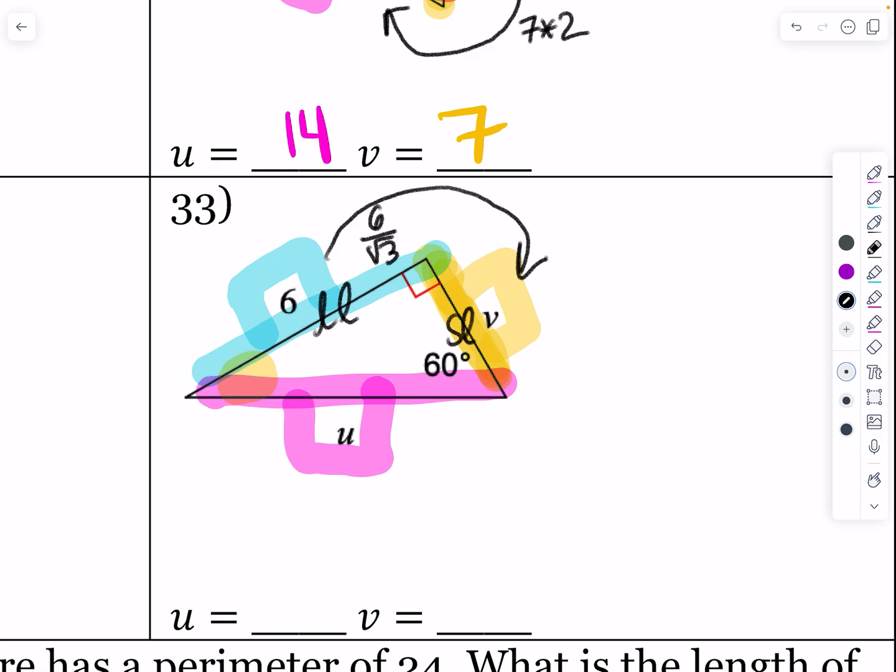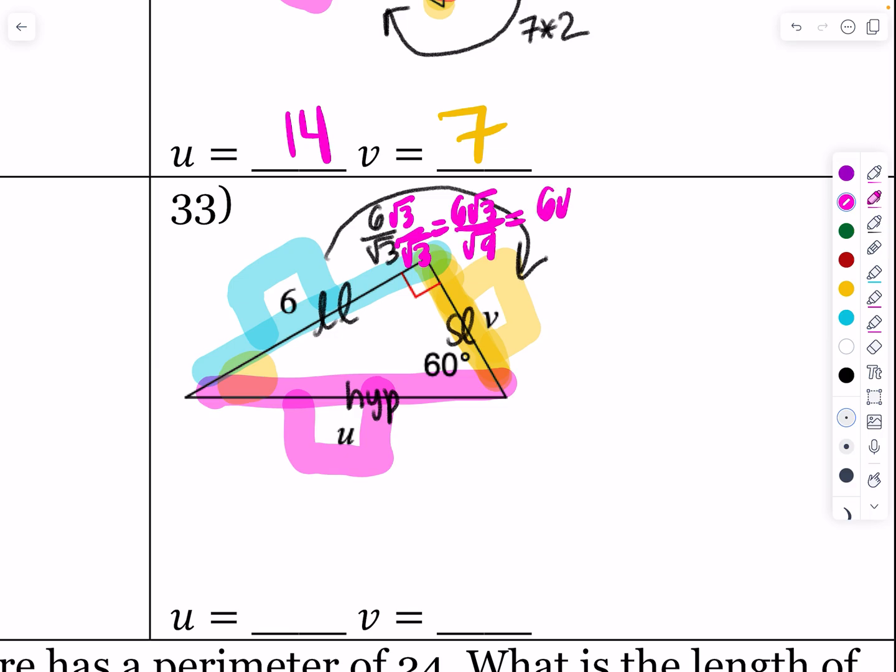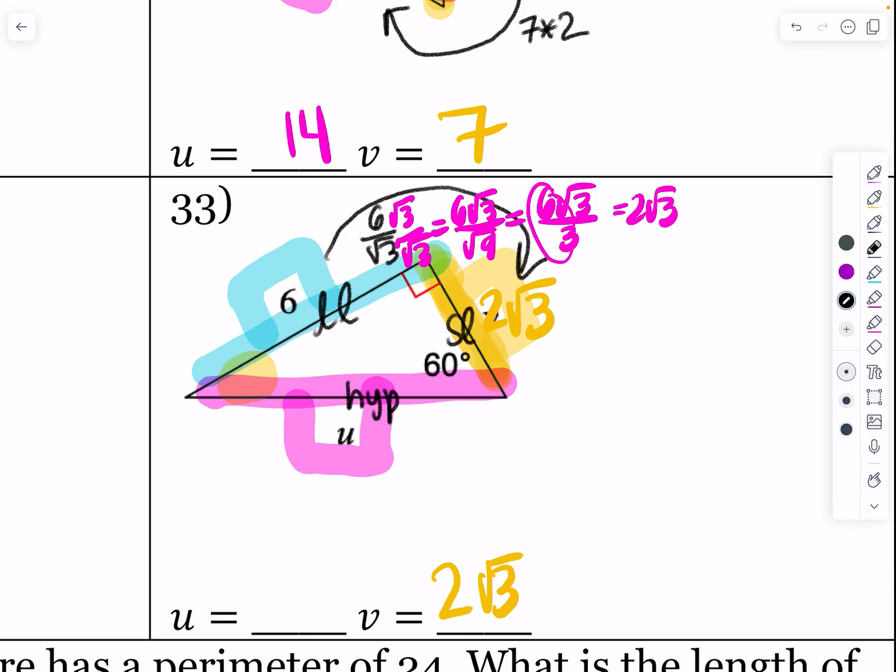Unfortunately, this is where I'm going to have to simplify the radical. So when I say simplify, I should say rationalize. So I'm going to have to multiply by root 3 over root 3 to get that radical out of the denominator. That becomes 6 root 3 over root 9. We know that the square root of 9 is 3 wholes. 6 divided by 3 gives me 2 root 3. So what is my yellow piece? My yellow piece, my short leg, is going to be 2 root 3. 2 root 3. If that is 2 root 3, that's my short leg.